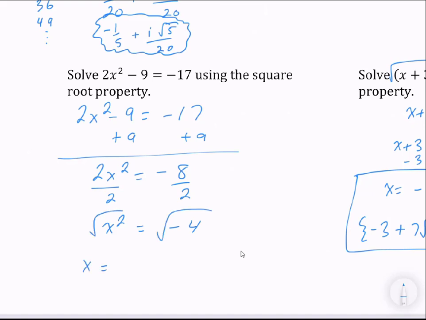So square root of negative 4. 2i. Yes, okay. Now 2i because it's negative. So we have 2i, and there's one thing we don't want to forget. Plus or minus. Plus or minus 2i. So if I wanted to write my answer as a set, like we've been doing, I'd have 2i and negative 2i.